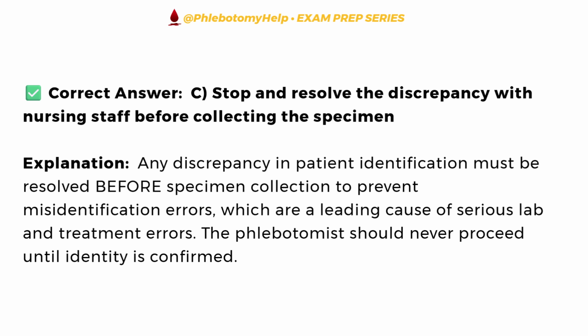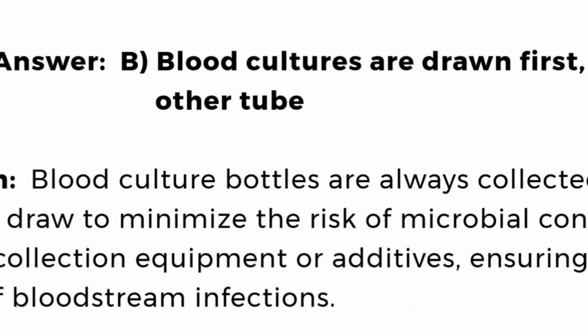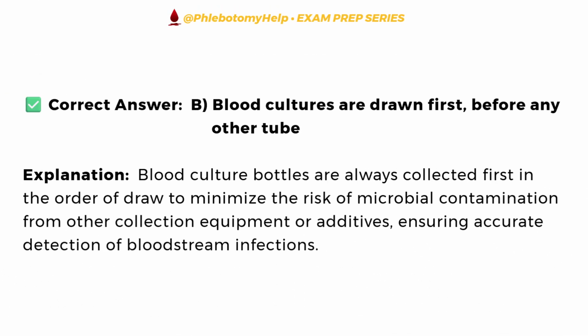Question 21. What is the correct order of draw when blood cultures are being collected along with other tubes? Is the correct answer A, B, C, or D? The correct answer is B. Blood cultures are drawn first before any other tube.